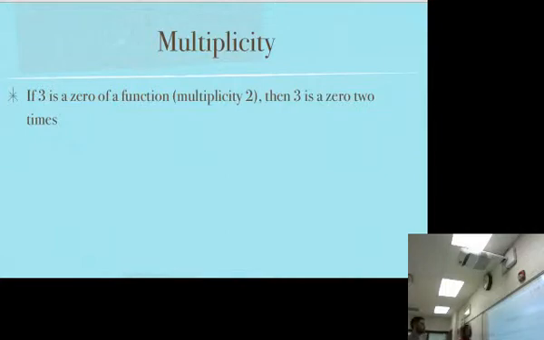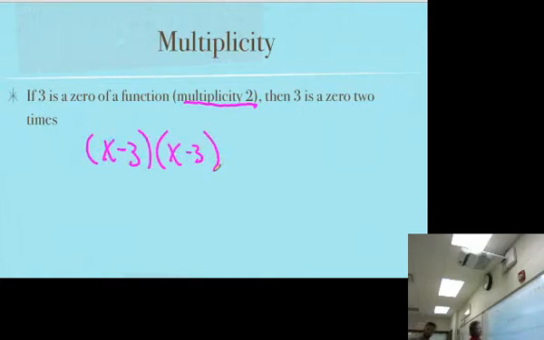So last thing here, if 3 is a zero of the function with multiplicity 2, that means 3 is a zero twice. So that means x minus 3 and x minus 3 have to be part of the polynomial because 3 is a zero twice.